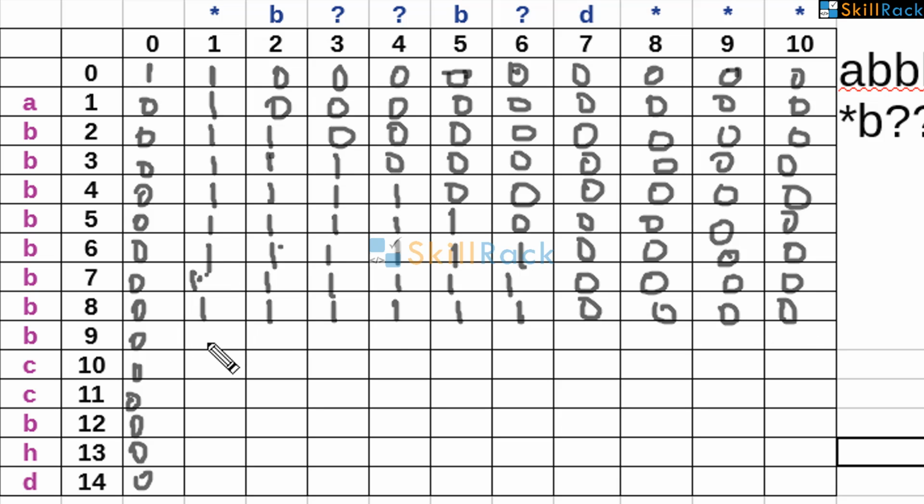Now B and asterisk, yes it can match and top is 1. And then it is B. B and B match and the previous is 1. And question mark, yes it is 1. Similarly here it is 1. B and B can match and the previous is 1.